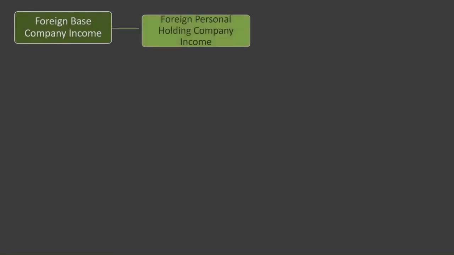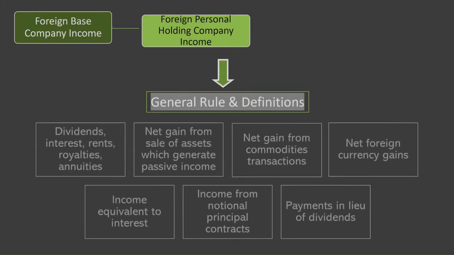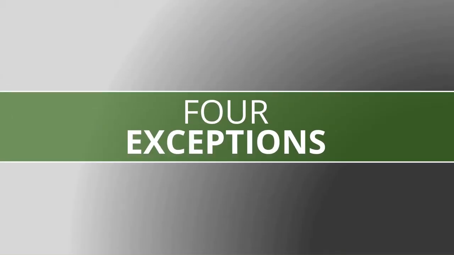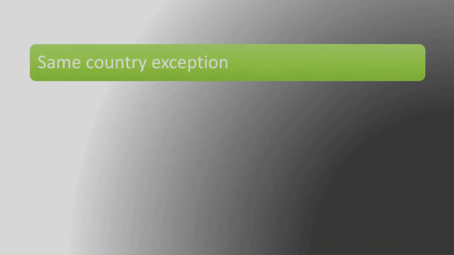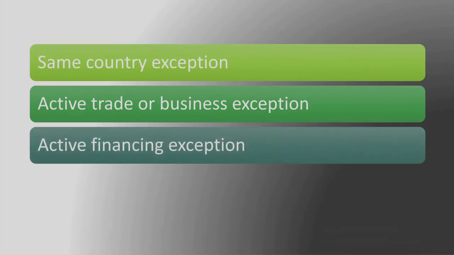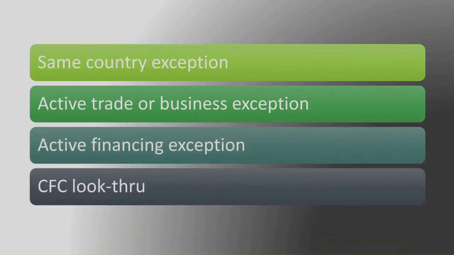As a recap, foreign personal holding company income is one of three categories of foreign-based company income that may give rise to Subpart F. Foreign personal holding company income relates to certain passive type activities, such as dividends, interest, rents, and royalties. The four exceptions that limit the inclusion of some passive income into the U.S. as Subpart F are the same country exception, active trade or business exception, the active financing exception, and CFC look-through rules, which are a temporary provision that get extended from time to time. In this video, I'll dive into each type of the exceptions with examples.